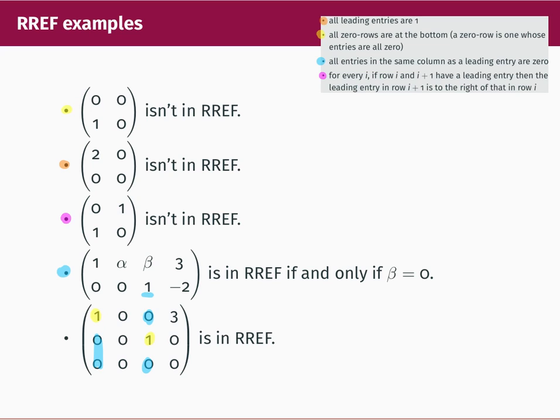Condition 4 says that if row i and row i plus 1 have a leading entry, then the leading entry in row i plus 1 must be to the right of the leading entry in row i. The only two rows with leading entries are 1 and 2, and you can see there that the leading entry in row 2 is to the right of the leading entry in row 1. So we're fine there. And just as a further comment, if I added in some more 0 rows, like this, it would still be in row-reduced echelon form. So the matrix I've just obtained by adding an extra row of zeros is still a legitimate row-reduced echelon form matrix, because the 0 rows are still at the bottom.